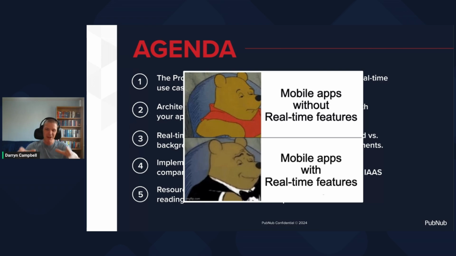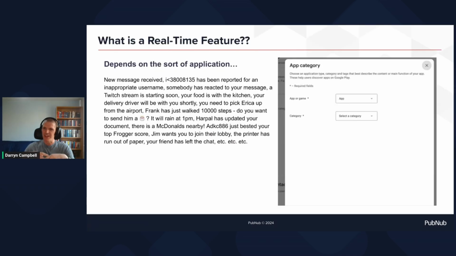But essentially, please leave this presentation thinking that mobile apps are better with real-time features. But it's all very well saying let's add some real-time features in, but what is a real-time feature? And it wasn't until I was putting the slides together for this presentation, thinking, well, what other type of categories that this audience might be creating? So I did the obvious thing.